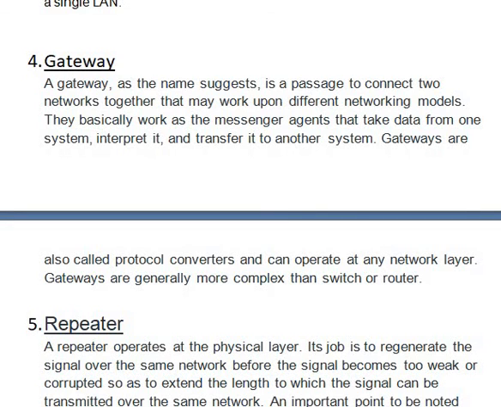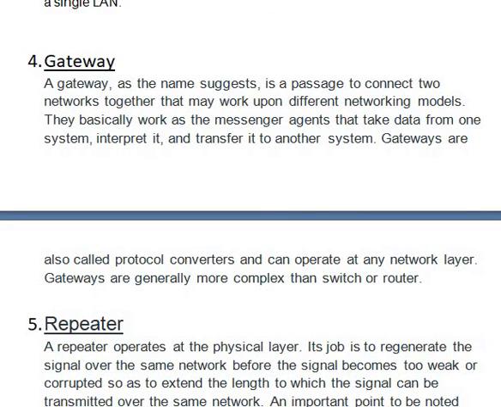As the name suggests, it is a passage to connect two networks together that work upon different networking models. For example, you are connecting your LAN to the internet. The internet has a different mechanism of networking, and your LAN has a different mechanism of networking. They are two different networks, so you are connecting them through the gateway. So simply, the gateway may be a machine or a computer which connects your local area network to make the connection with the internet.